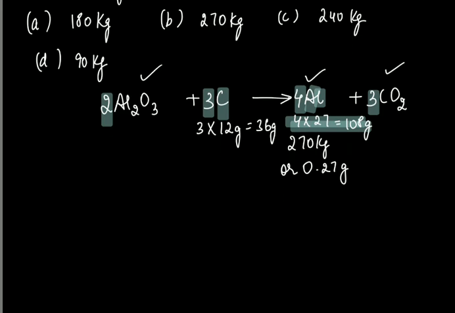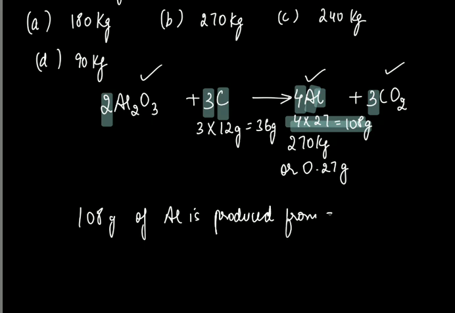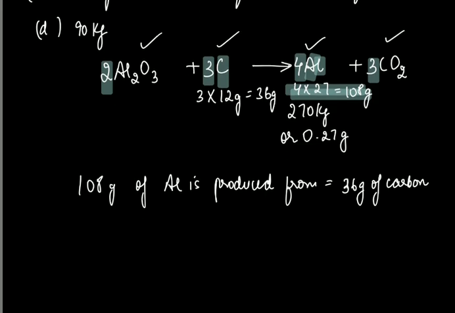So let's say 108 gram of aluminium is produced from how much carbon? That is 36 grams of carbon. This is how we have written it according to the standard equation. That's how you need to write it. This is standard. Now how much aluminium is given in the question? 0.27 gram. 0.27 gram of aluminium is produced from how much carbon?